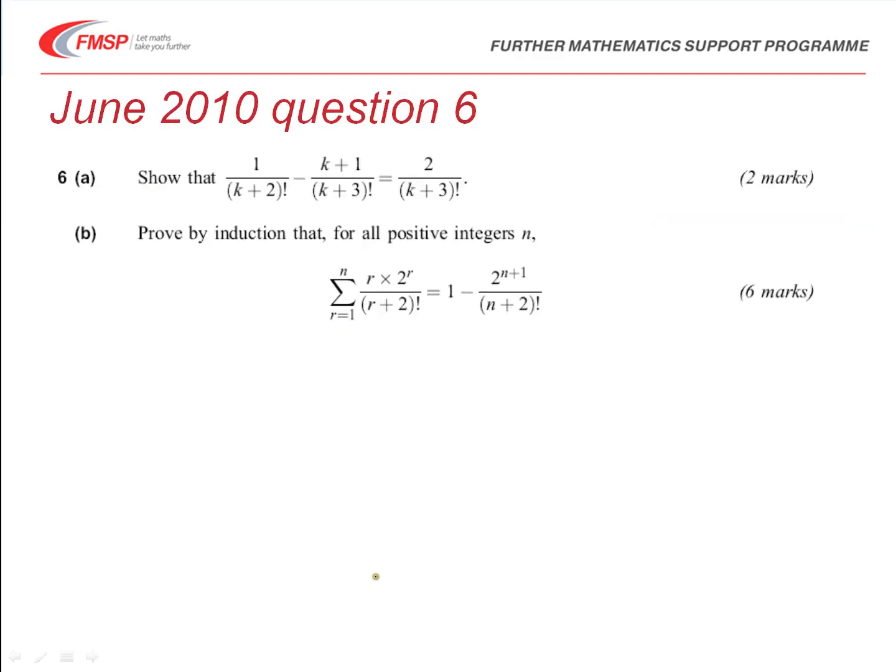Well, you can see this question comes in two parts. The first part of this question is an algebraic "show that", so you start with the left hand side and simplify it to obtain the right hand side. And then the chances are this part of the question will be used, since the answer has been given, in the second part of the question, where we are asked to prove this summation is equal to 1 minus 2 to the power of n plus 1 over n plus 2 factorial by proof by induction.